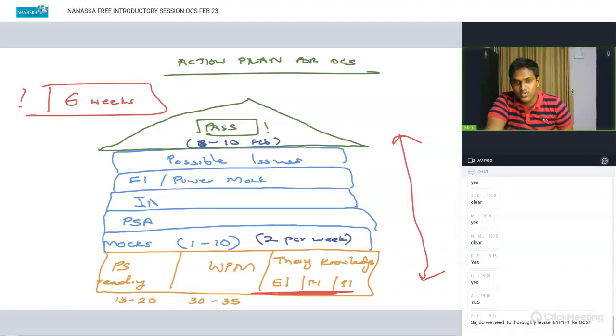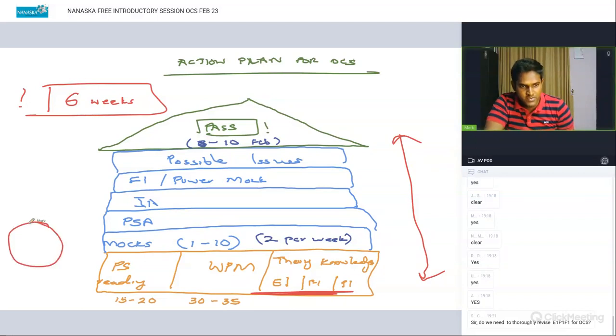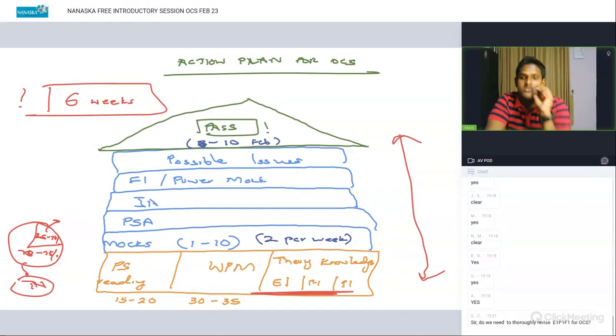Because as I told you, I just gave you a simple pie chart. 70 to 75% will be on your theory, whereas only 25 to 30% will be your applications and things like that. So 70 to 75% will be your theory. So you've got to thoroughly revise your E1, F1, P1. There's no argument about it, no doubt about it.